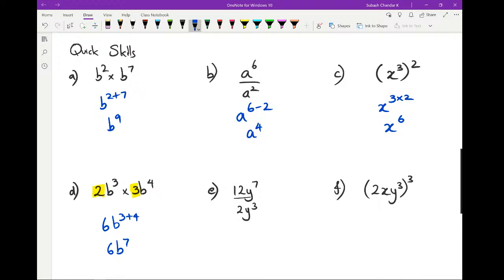All right, looking at question E, the first thing we're going to do is get rid of the 12 and 2. So 12 divided by 2 is 6. And we've got y to the power of 7 minus 3. And we're going to end up with 6y to the power of 4.